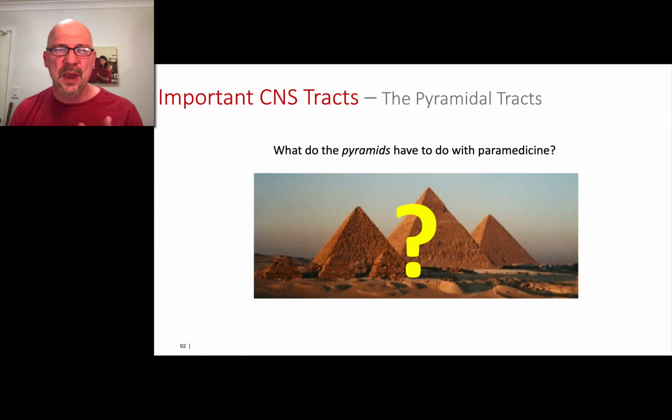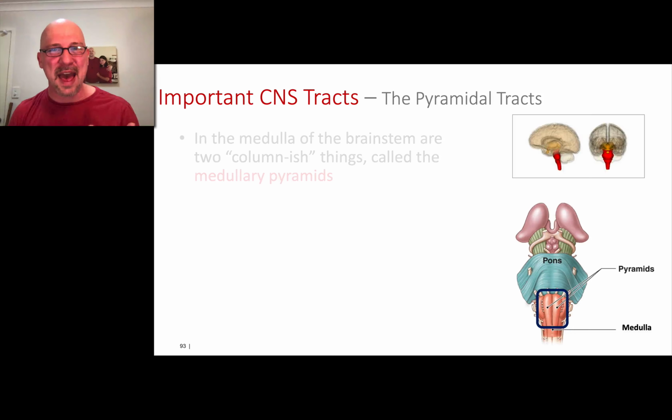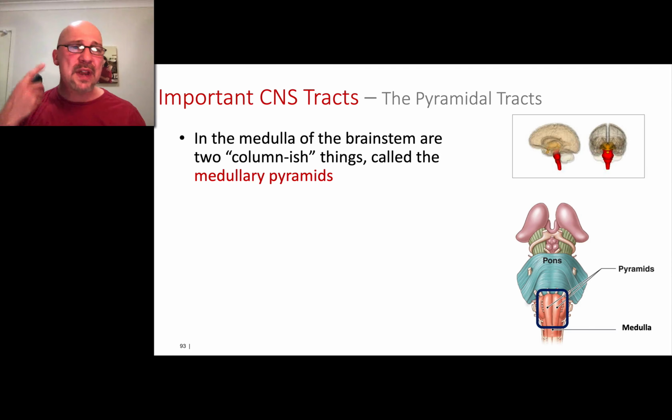But first, what do pyramids have to do with motor neurons? Like, where did that even come from? I remember learning about extrapyramidal syndromes, and I just thought, like, Egypt? Pyramids? Why on earth would we call them that? So here's the answer. If we go down into our brainstem, in the medulla oblongata, there are two sort of column-ish looking things. You can see them down there in the bottom of the screen. And I don't know why they're called pyramids, because they don't look like pyramids to me. They look more like hot dogs. But they're called the pyramids. Everybody calls them that, so just go with it.